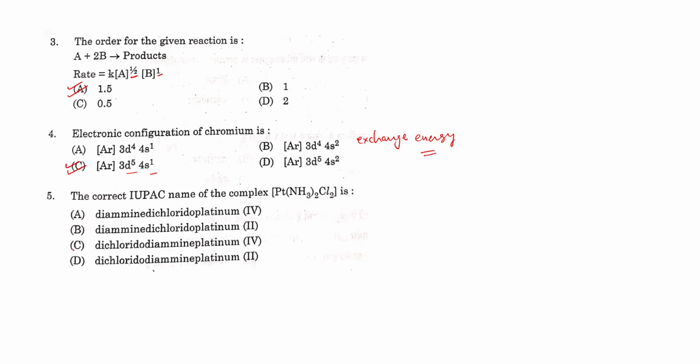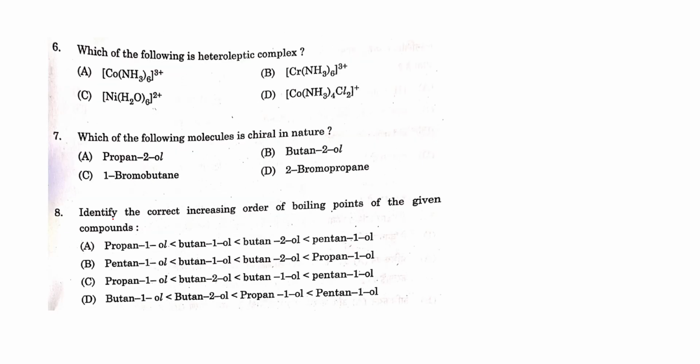In this case, the correct option is going to be this because platinum is in plus 2. Ammonia contributes 0 and this is minus 2. X minus 2 is 0, so X will be plus 2. So plus 2, these two options are there. But dichlorido comes after amine because A comes first, C comes later on. This is the correct option, option B.